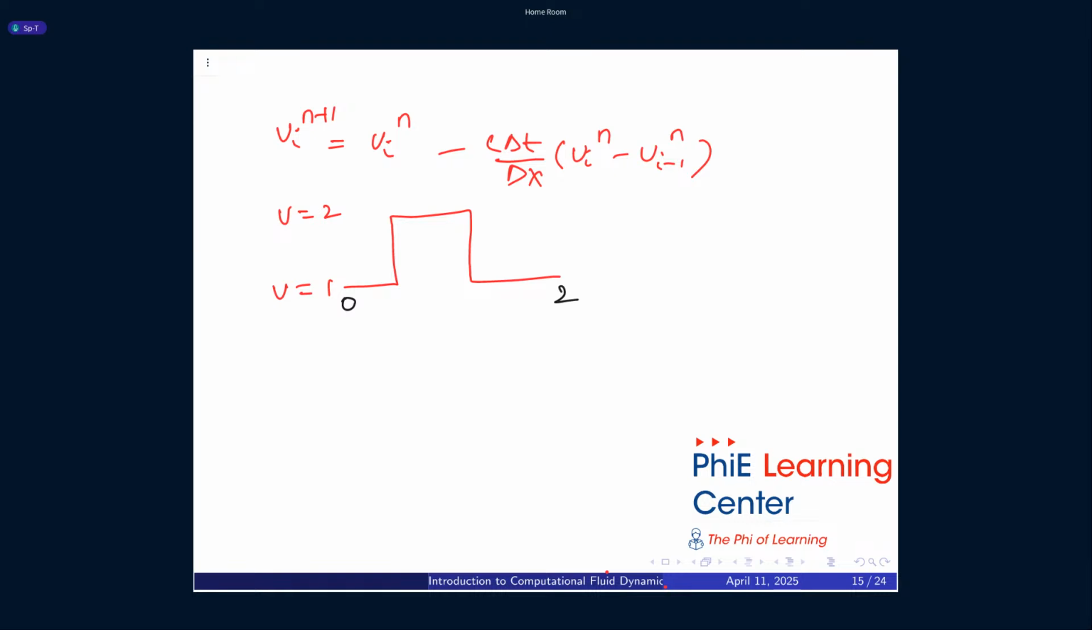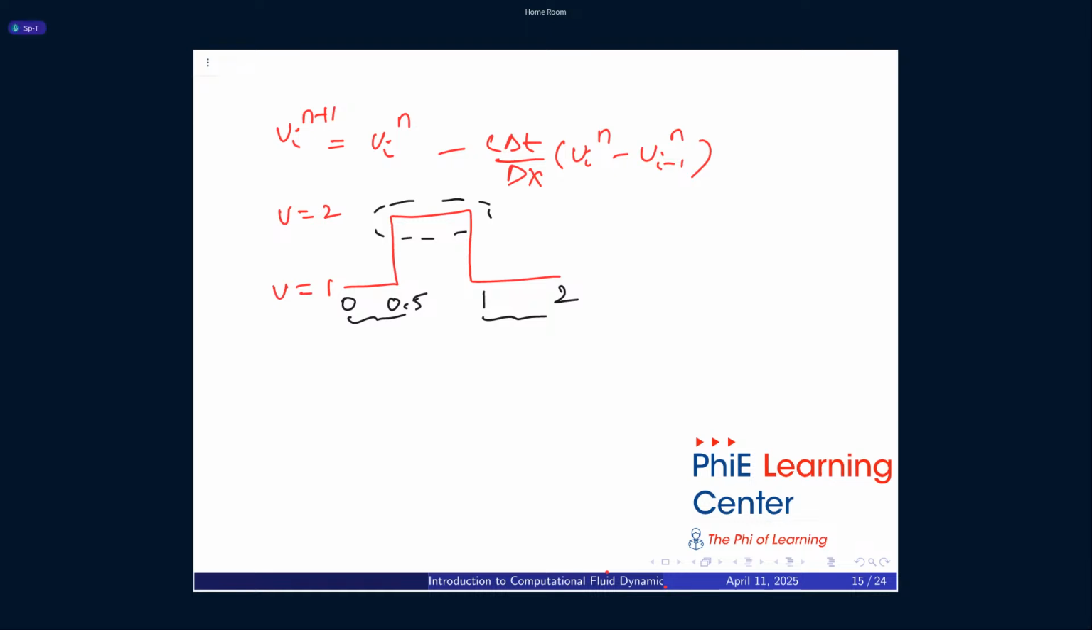X is from 0 to 2 here. So between 0.5 to 1, we'll assume the value of u as 2, and in the rest of the domain we'll assume the value of u as 1. Okay. So this is our condition that we are going to give, and we'll make sure that the computer understands it, and we are able to solve this equation.